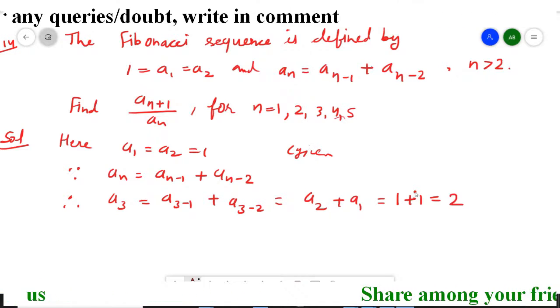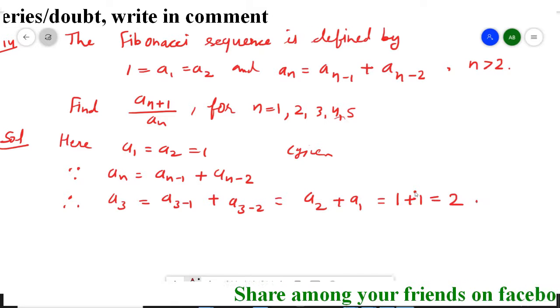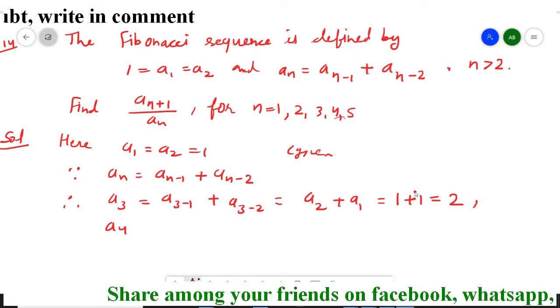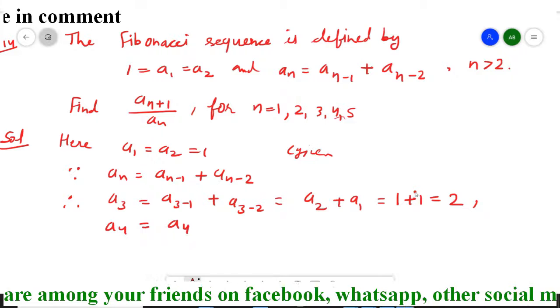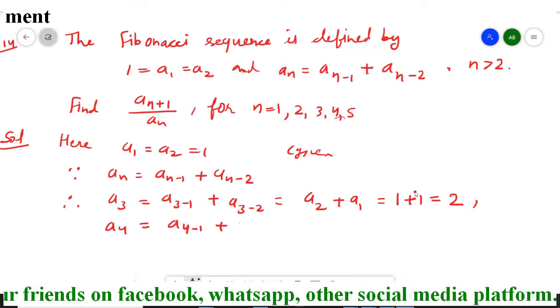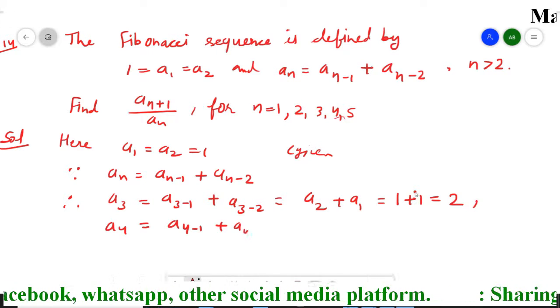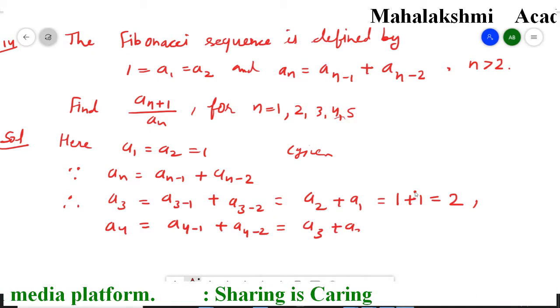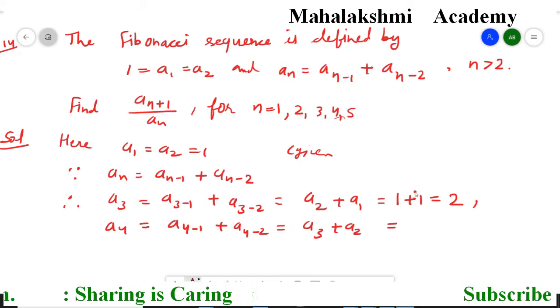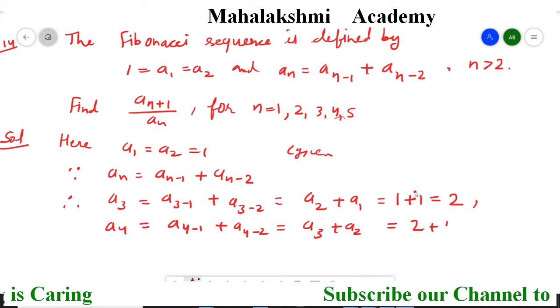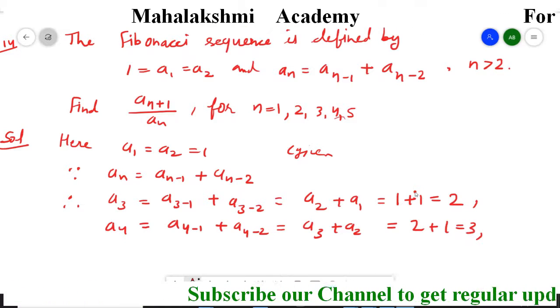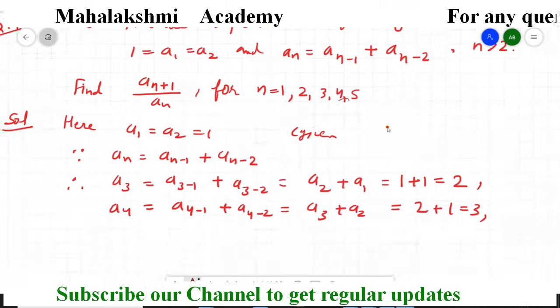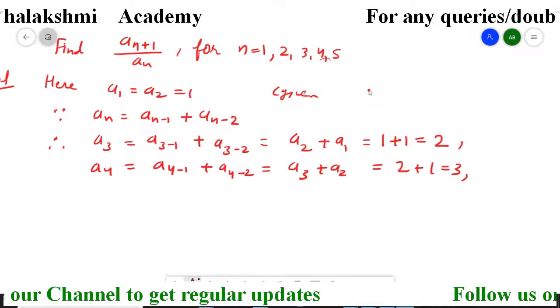Now in the same way we are going to get a4. So we will get here a_{4-1} plus a_{4-2}. That will give us a3 plus a2. Now a3 we have calculated recently, that is 2, and a2 is 1. So it is going to be 3. Now in the same way we will calculate 5 and 6 also.